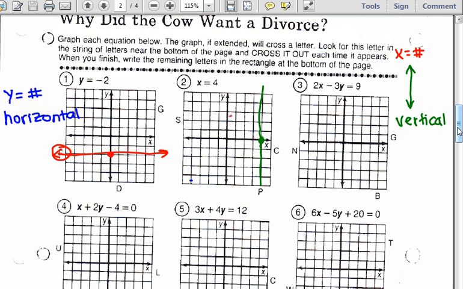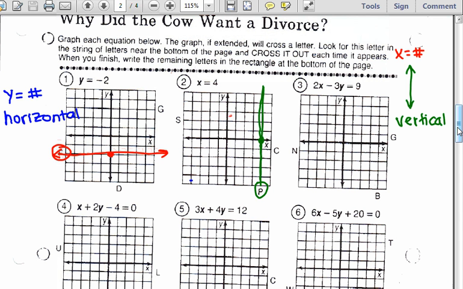What does it go through? P. So cross out all the p's. Okay? So whenever there's one variable, you have to solve for that one variable, and it will be a vertical or horizontal line. Vertical or horizontal line. Okay?